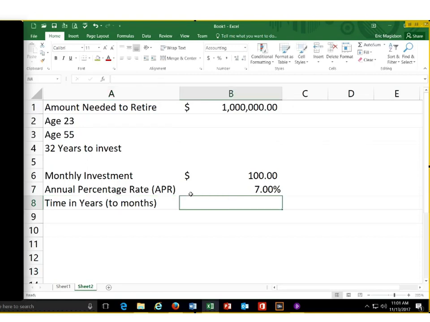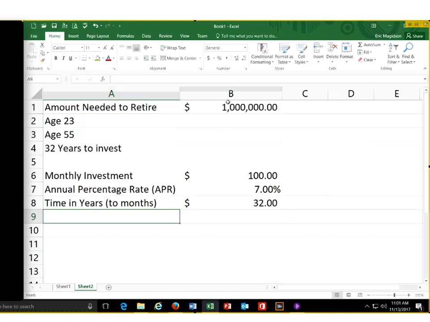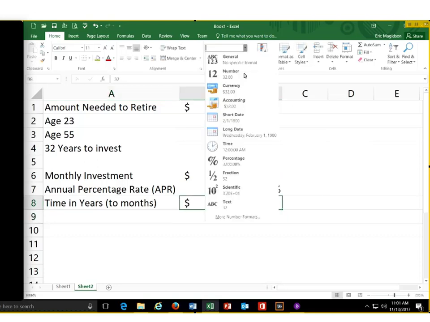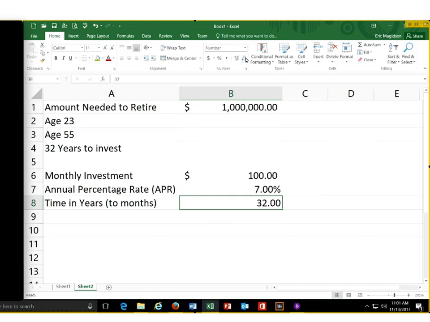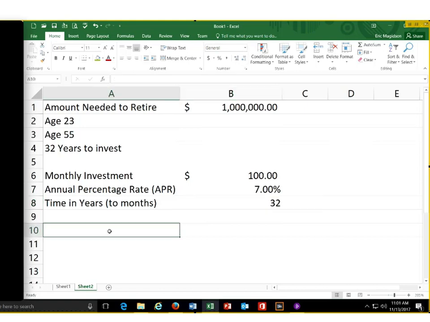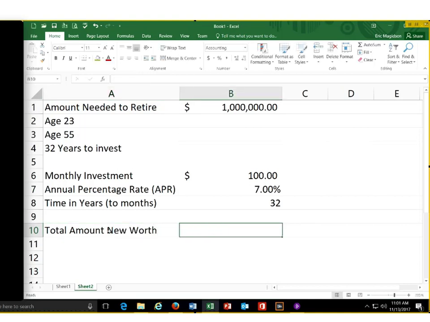We said we had how many years to invest? 32. You think it's going to make you sad? I don't want to make you sad. But I do want to give you the realization. So now what we need to figure out is the total amount, what's called net worth, after we invest $100 a month at 7% for 32 years.